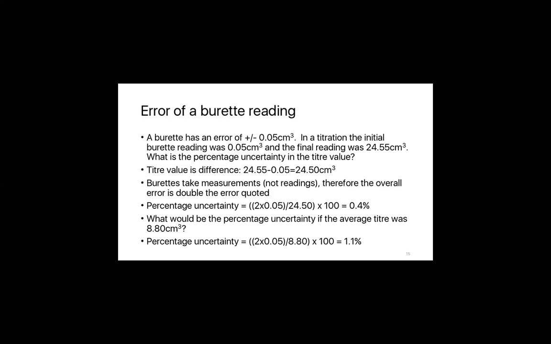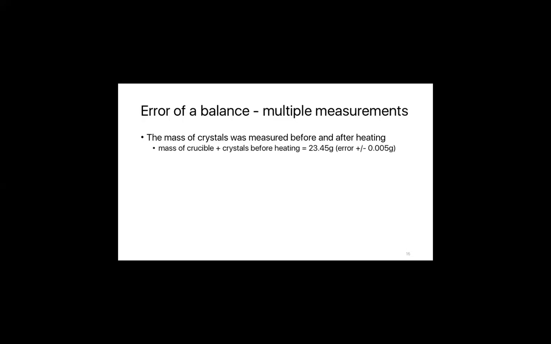It's quite an important point, and one that has come up in a couple of specimen paper questions. One more thing that we're going to check, multiple measurements. So we have a situation where some crystals have been heated. Again, this is from the textbook that I quoted before. Before heating, they had a mass of 23.45. After heating, they had a mass of 23.21. The error of the balance has been quoted as 0.005.